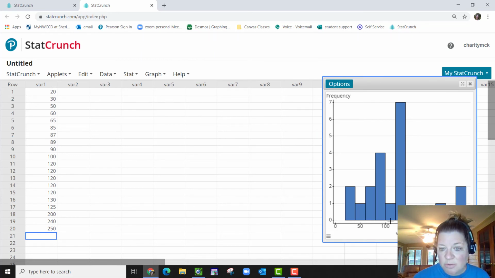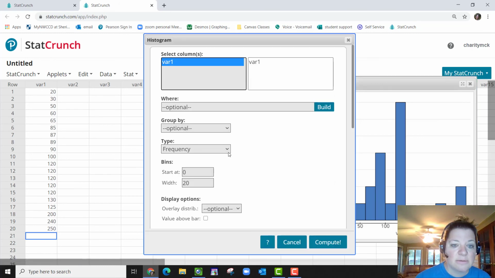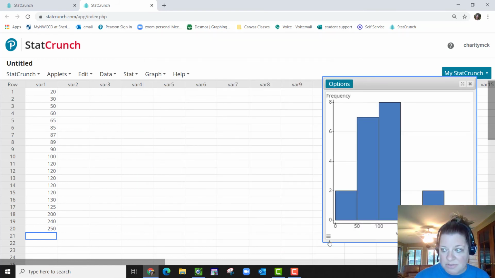So we're counting by 20, starting with 0, and there we go. What else could we do? We could see the frequency on the one side. We could count by 50s and compute. What's this going to do? It's going to make less bars.